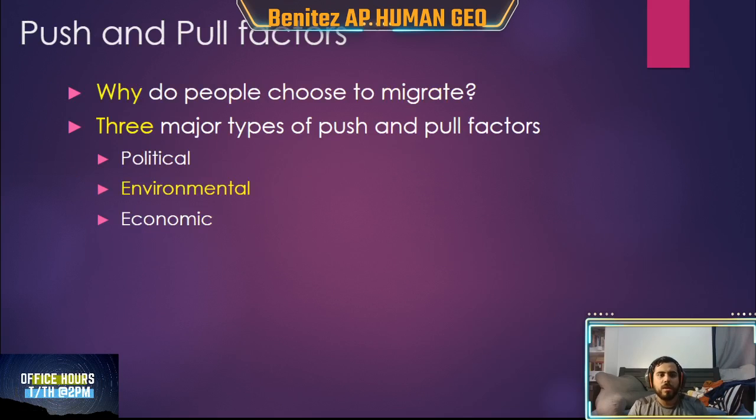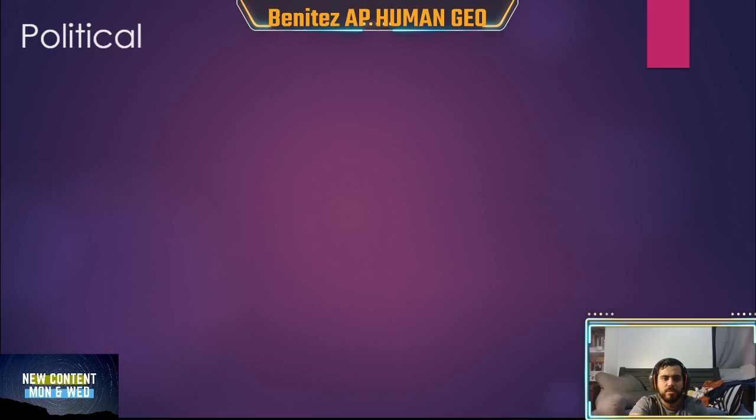We need to figure out, why do people choose to migrate? And there are many types of reasons why people choose to migrate. We call them either push or pull factors. Push factors means something is pushing you out of your country. A pull factor just means a country is attracting you and bringing you into it. What are some examples of push and pull? Let's go over them.